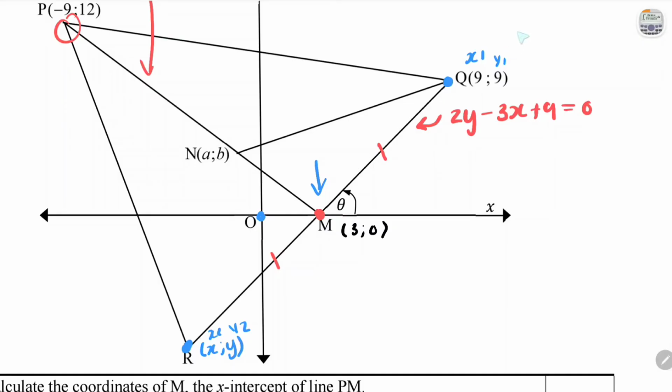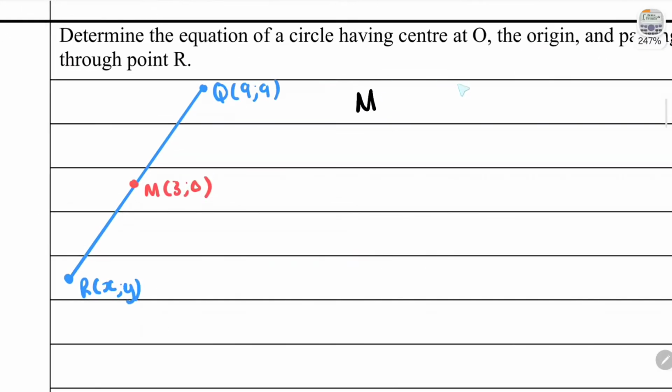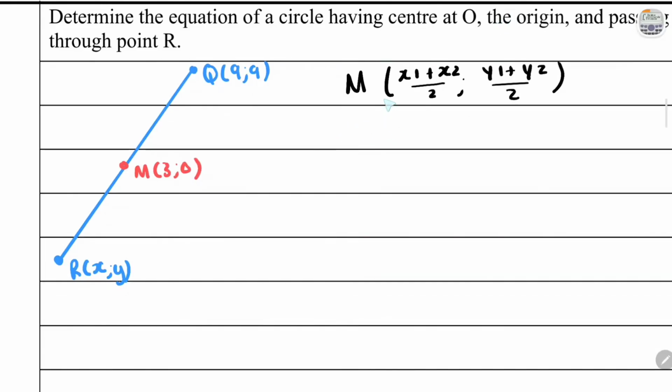So let's just get our points down. Using the midpoint formula, it's (x1 plus x2) over 2. To find the midpoint, we'll substitute these values: (x plus 9) over 2 and (y plus 9) over 2. But we already have the midpoint of this line RQ, and that midpoint is (3, 0). So this is the actual midpoint of RQ, and this is the calculation for the midpoint of RQ. They're the same thing, they are equal.